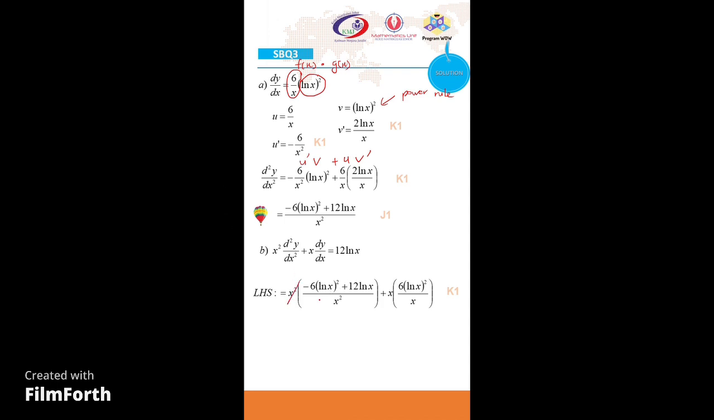So x squared divided with x squared is 1, x divided with x is 1. Okay, then the negative 6 ln x squared plus 6 ln x squared, you will get 0, and then you will get only 12 ln x. So if you compare with the equation from the question given, the right hand side is 12 ln x, which is equal with your left hand side.